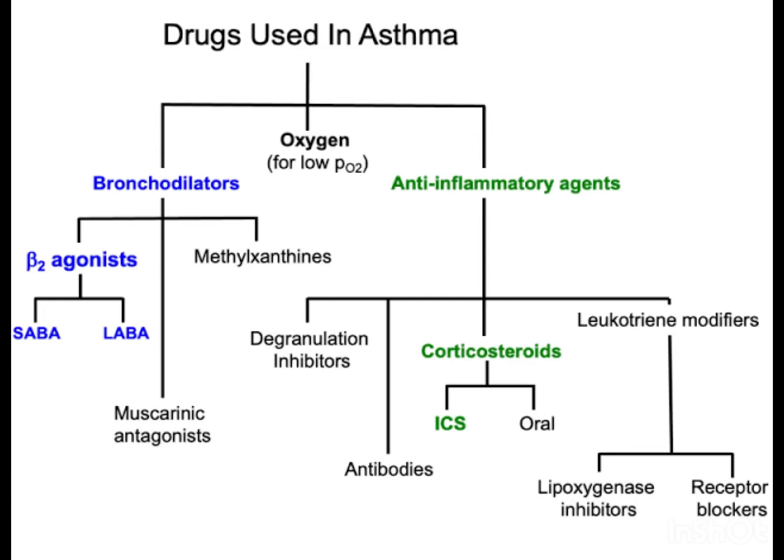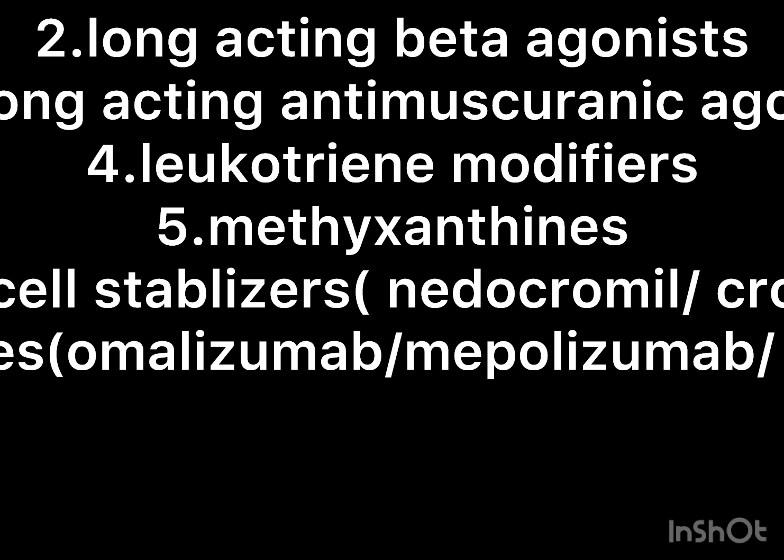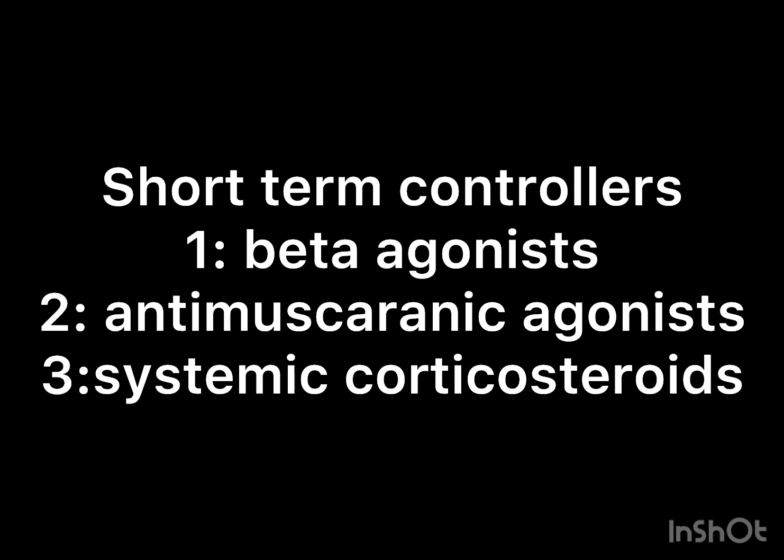And the degranulation inhibitors are basically the mast cell stabilizers, and they include nedocromil and cromolyn sodium, as well as the antibodies which are used in asthma. They are divided into three categories: long-term controller medications, reliever medications, and add-on therapies. Long-term controller medications are used to reduce airway inflammation, symptoms and risk of future exacerbations, while the reliever medications are used on an as-needed basis to relieve breakthrough symptoms, while the add-on therapies are used for severe asthma.